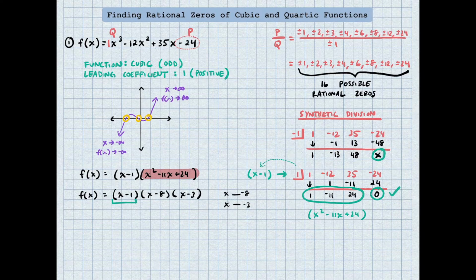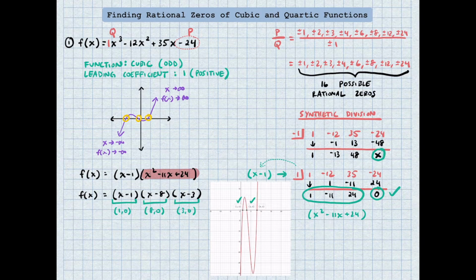From this binomial, we know that (1, 0) is an x-intercept. From this binomial, we know that (8, 0) is an x-intercept. And from this binomial, we know that (3, 0) is an x-intercept. Checking these on a graphing calculator, we can see that our zeros are correct. Let's try another one together.